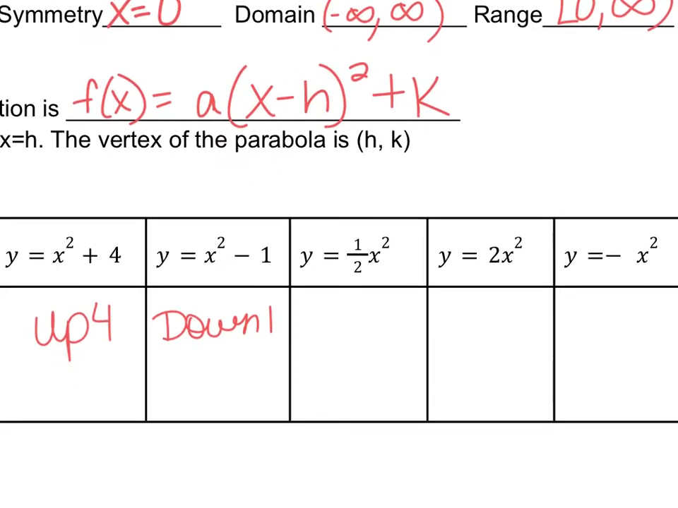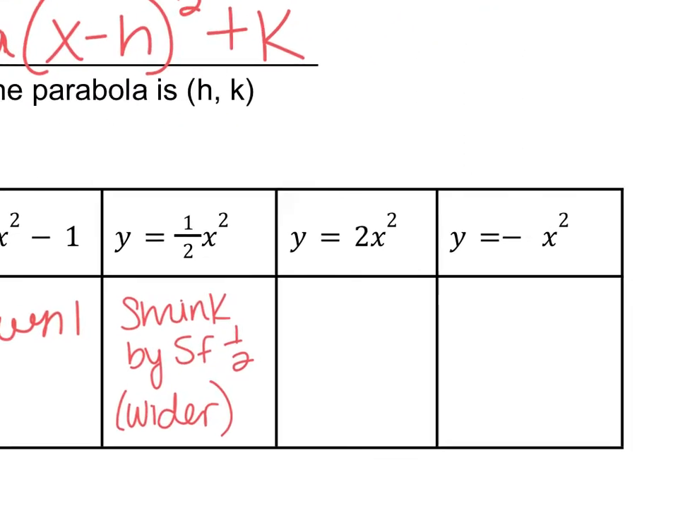What do you think the 1/2 out front means? Remember your absolute value rules? This is actually a shrink by scale factor 1/2. So that means it's wider, just like on the absolute value graphs.